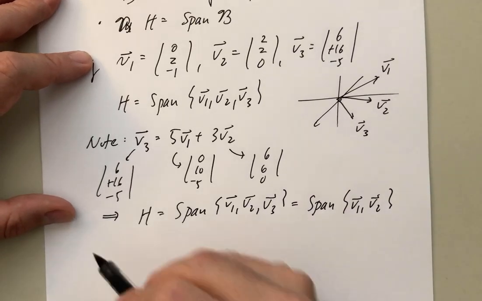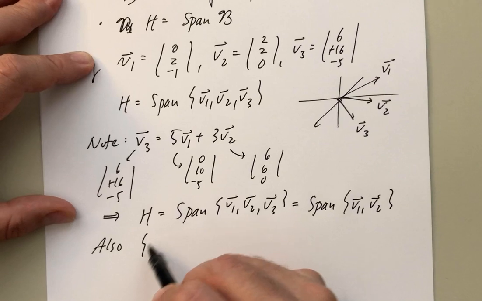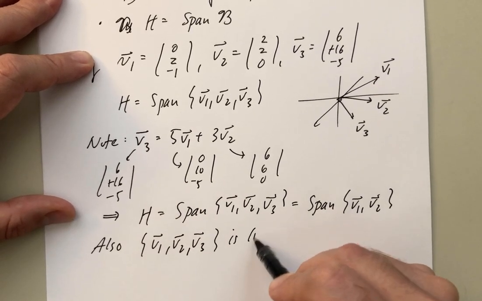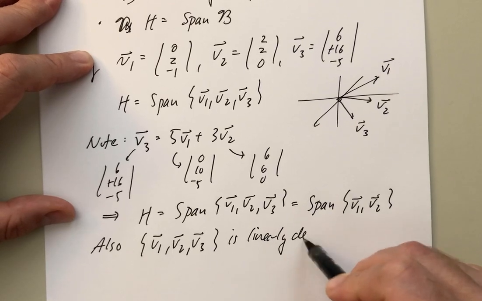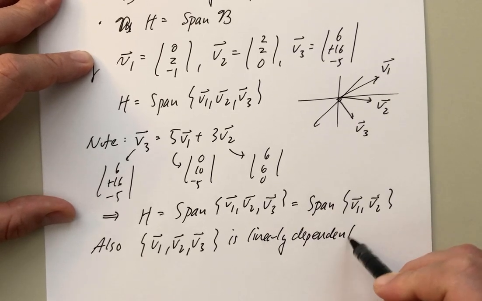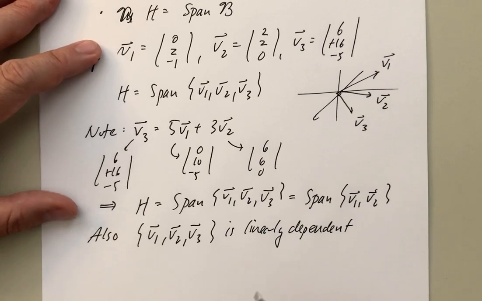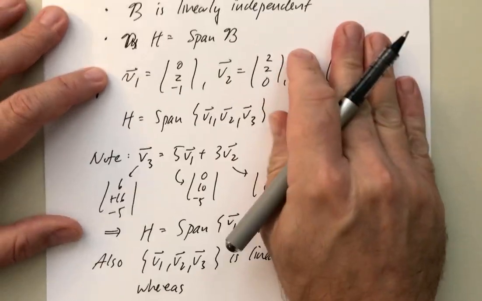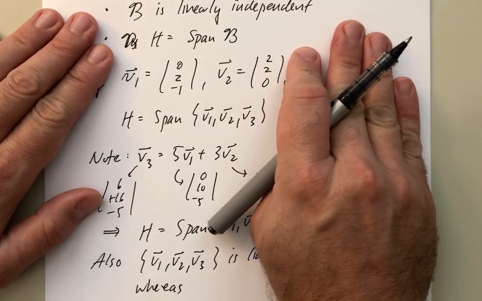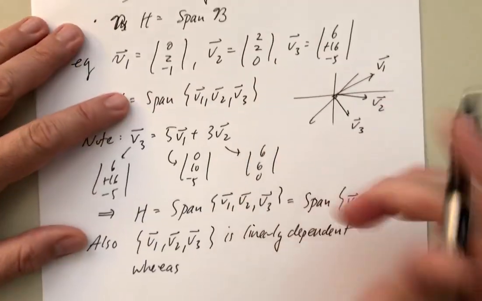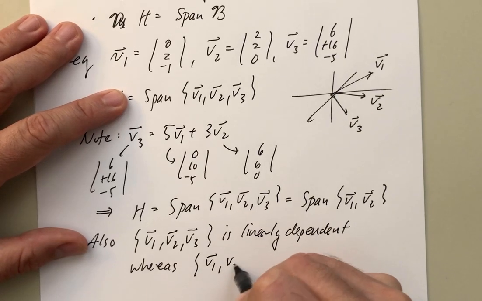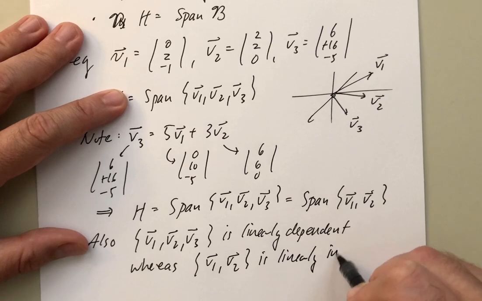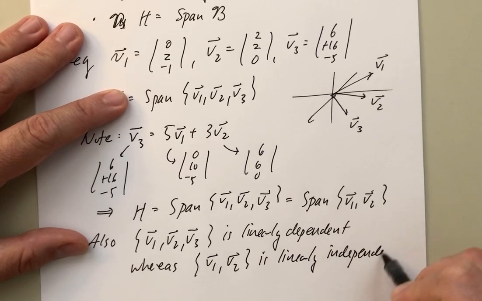Okay? And also, of course, we know that the collection V1, V2, V3 is linearly dependent, right? Because whenever you can write some vector as a linear combination of the others, that's a dependent set. Whereas when I threw out V3, I get just these two vectors, and that forms an independent set because I can see they're not scalar multiples of one another, right? So V1, V2 is linearly independent.